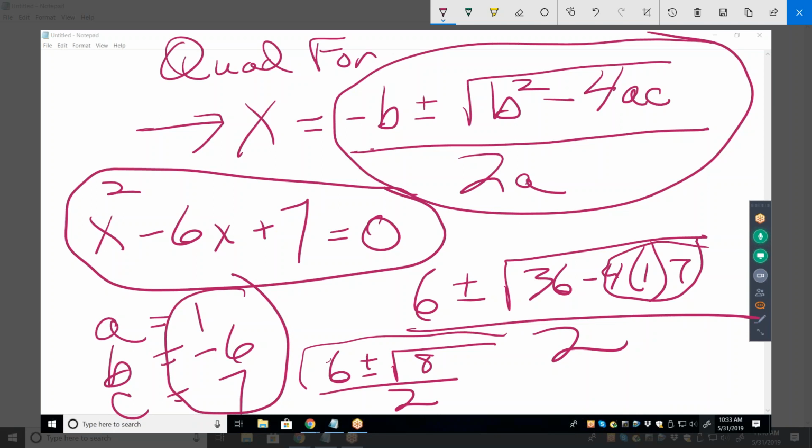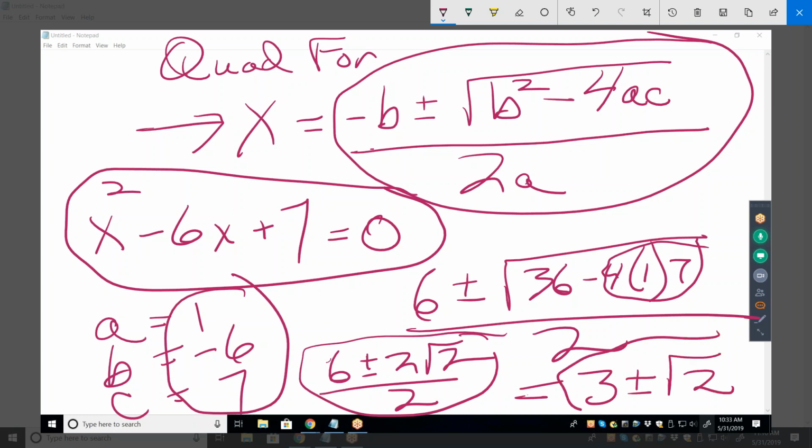You with me? Now I'm going to change the square root of 8 into 2 root 2 because that's what it simplifies to. It's the square root of 4 times the square root of 2, which is 2 root 2. Now I can divide top and bottom by 2, so I get an answer of 3 plus or minus root 2. Those are the two zeros for that quadratic right there. And that's how you do the harder ones.